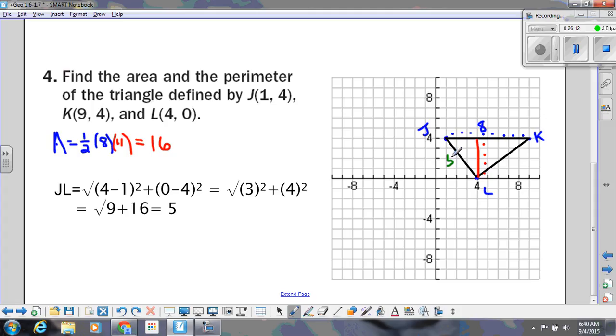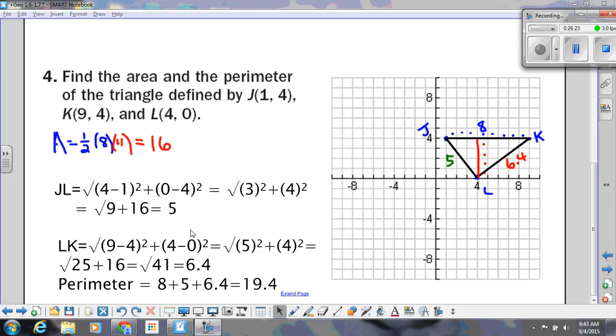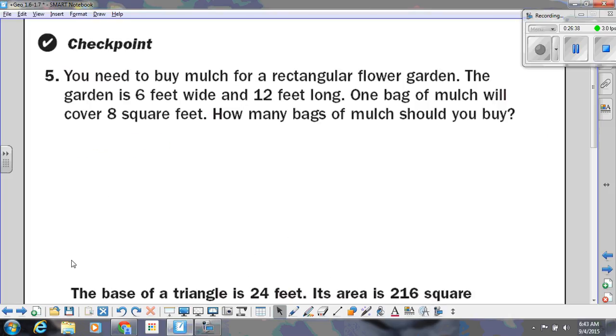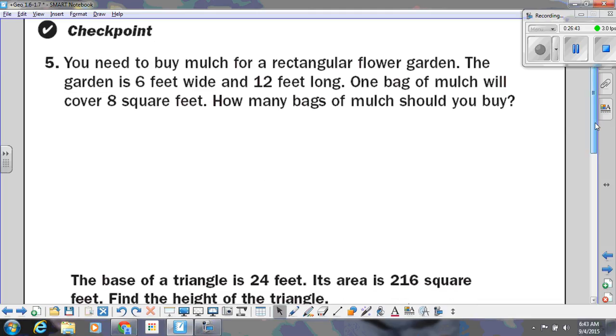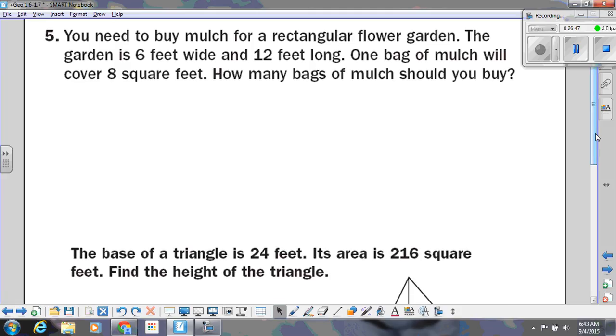And then we have to do the same thing for LK. So you try to do the same thing for LK right now. I'm going to pause, and then you'll see the answer when you're done. All right, so for LK, you should be getting 6.4, and here's all the work for that. So you can see that it's the square root of 41 is about 6.4. So if I add all of those sides together, I should get 19.4 for the perimeter. All right, so again, try these. I want you to try them and then check with your partner to see if you're getting them right.